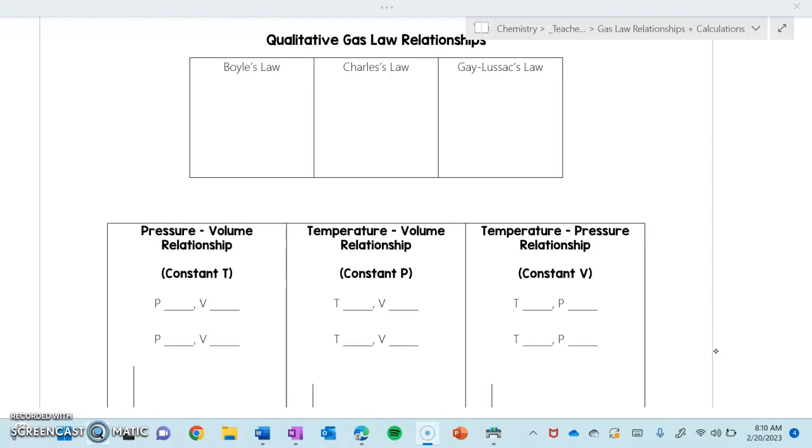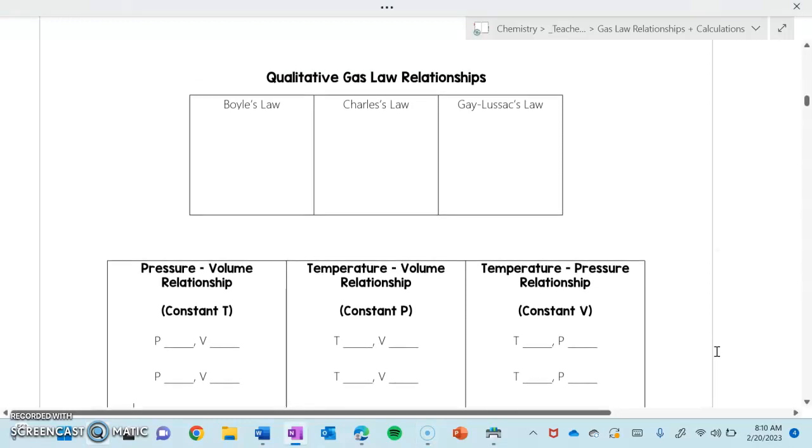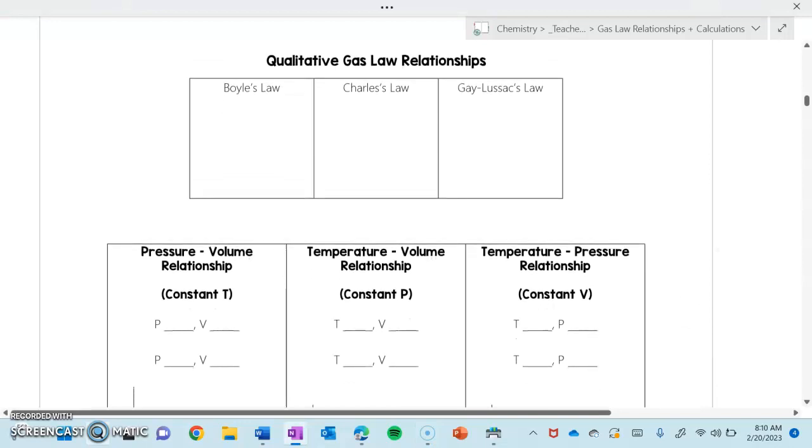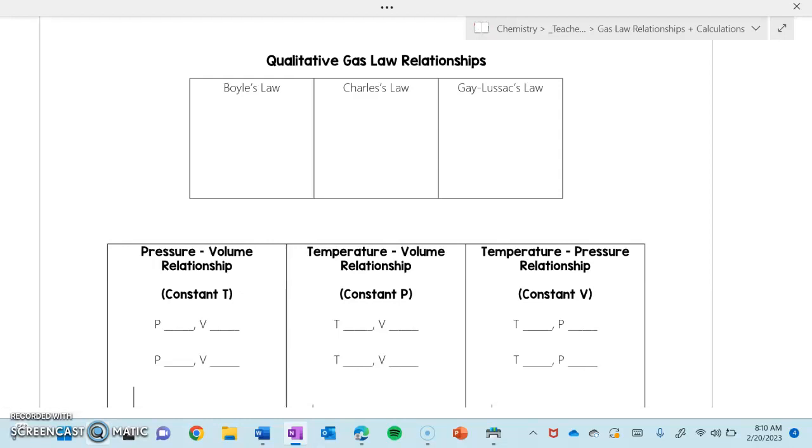So these laws individually will help us put together what's called the combined gas law and the ideal gas law, which we will talk about in the next 2 weeks. Before we get to that, let's talk about these individual gas laws. We have Boyle's law, Charles' law, and Gay-Lussac's law. So Boyle's law relates pressure and volume inversely. Inversely means opposite of one another.